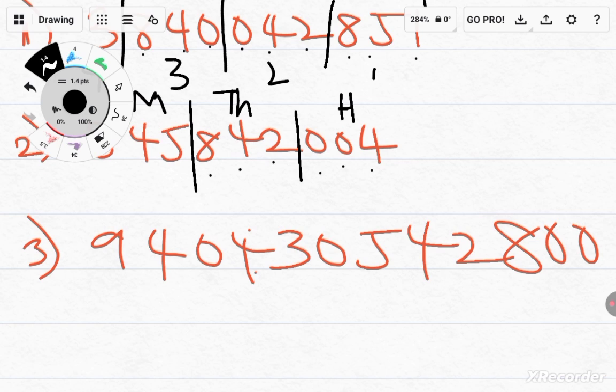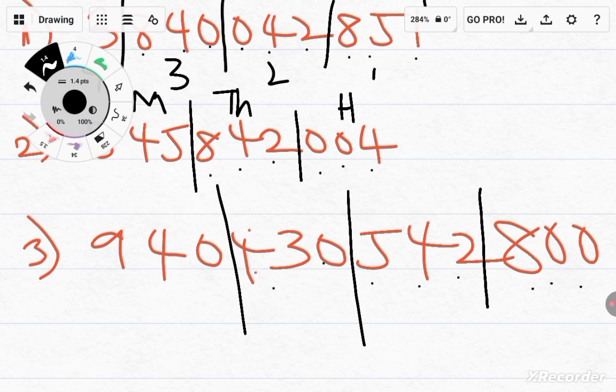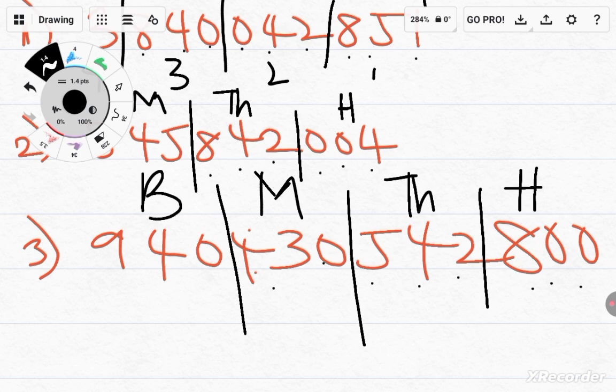So let's go back again to do this. Remember, you start from the back. 1, 2, 3, divide, and so on. So from the back, what is it? Hundred. After hundred, thousand. After thousand, million, then billion. That's the way to divide into groups.